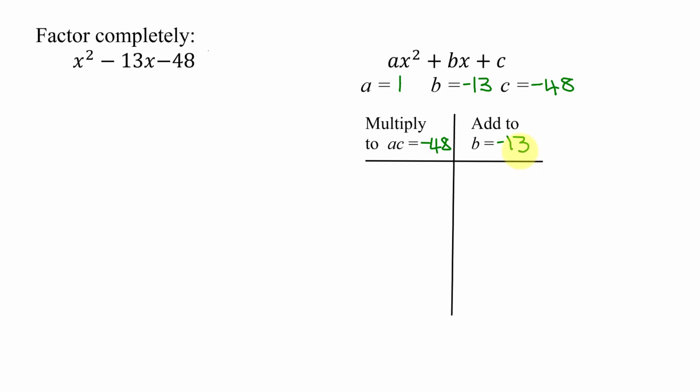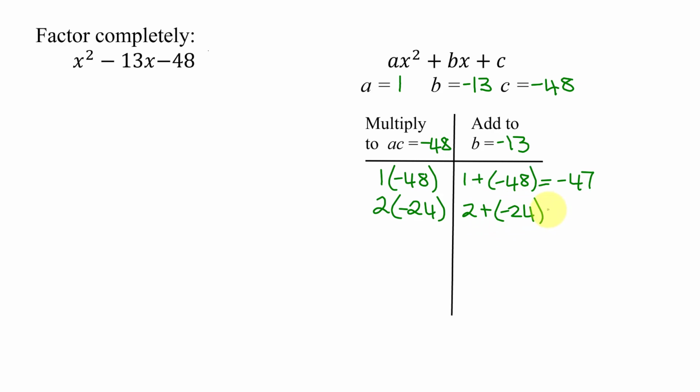Hopefully these numbers come to you quickly, but if they don't, I'm going to show you a systematic method of finding them. I always start with 1 and the number. So 1 times negative 48 is negative 48. And what is the sum of 1 added to a negative 48? It's negative 47, not the number I'm looking for. Then I see if 2 divides into 48. Yes, so I'm going to get 2 times negative 24 is negative 48. And what's 2 plus a negative 24? It is negative 22, getting closer.